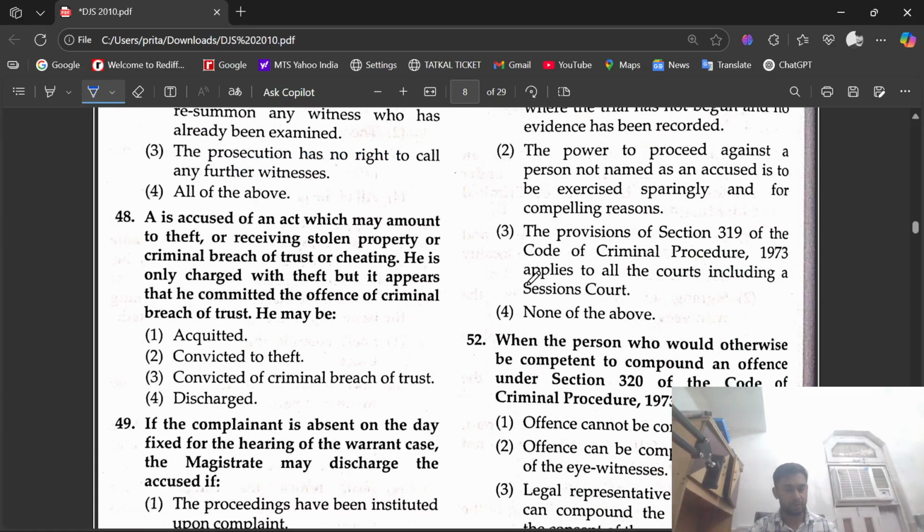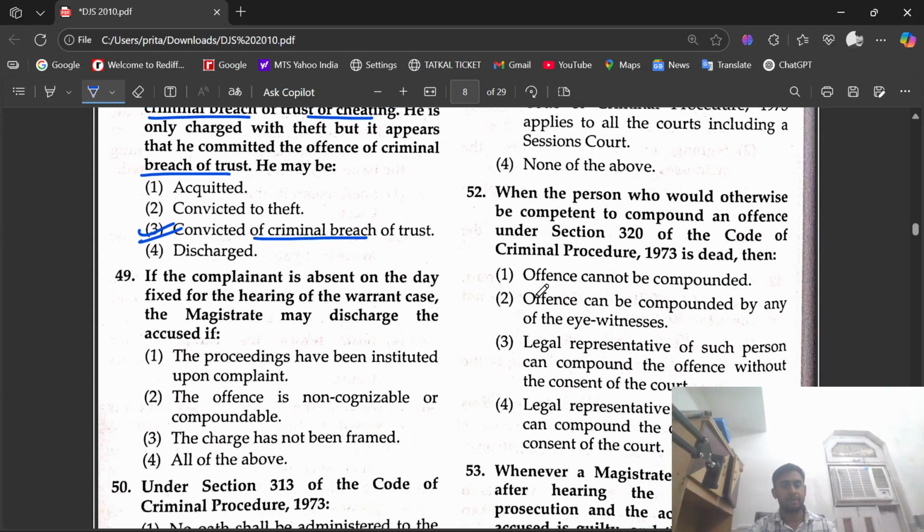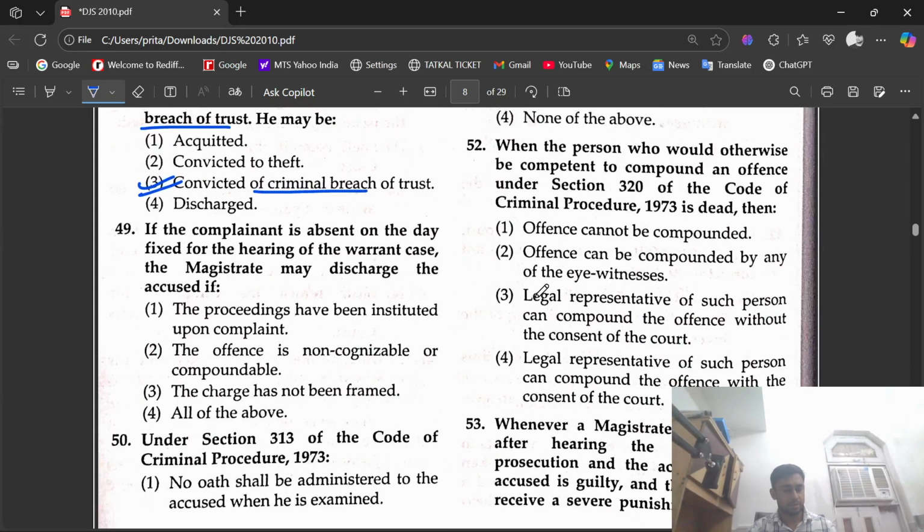Question number 48. A is accused of an act which may amount to theft or receiving stolen property or criminal breach of trust or cheating. He is only charged with theft, but it appears that he committed the offence of criminal breach of trust. He may be convicted of criminal breach of trust. Question number 49.